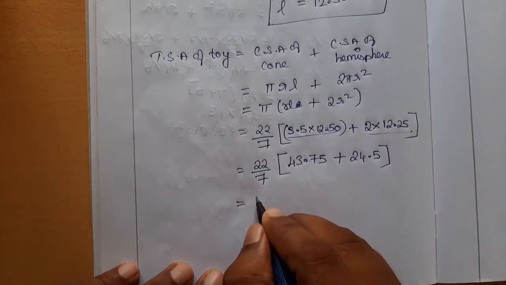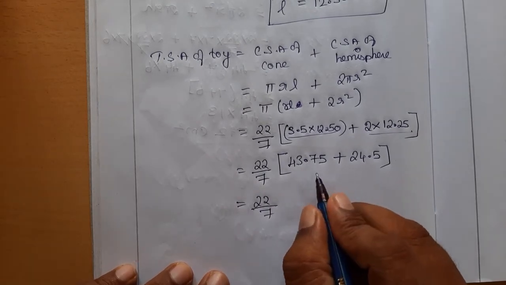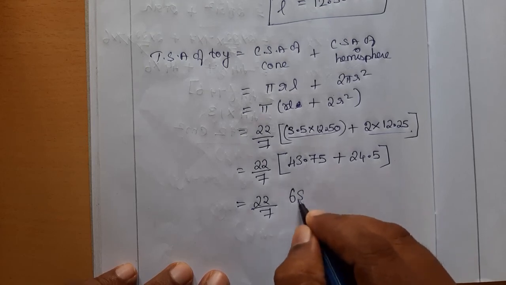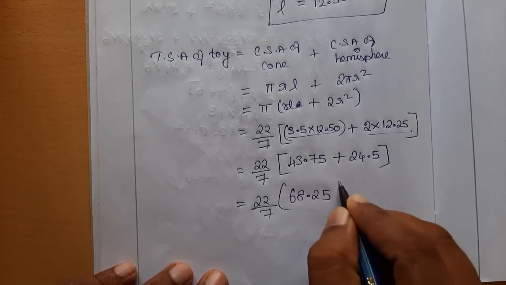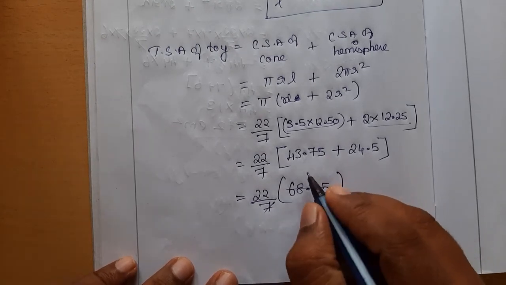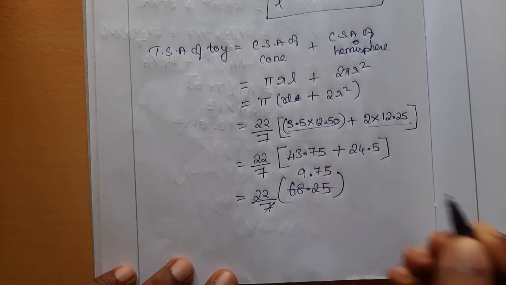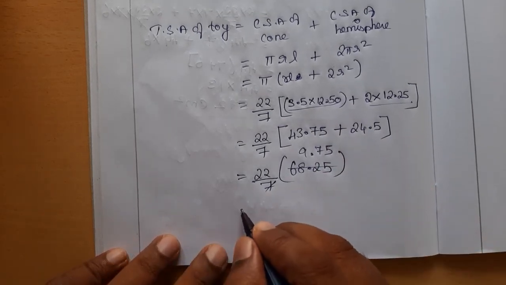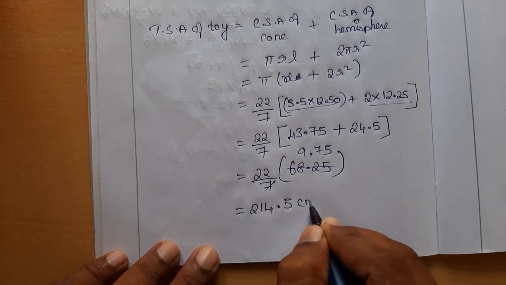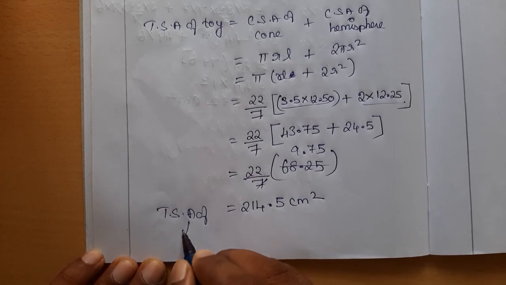Right? So let me add this. 22 by 7, 43.75 plus 24.5 we will be getting 68.25, and we can cancel this by 7, giving 9.75. So 22 into 9.75 will give 214.5 centimeter square. So this is the total surface area of the toy.